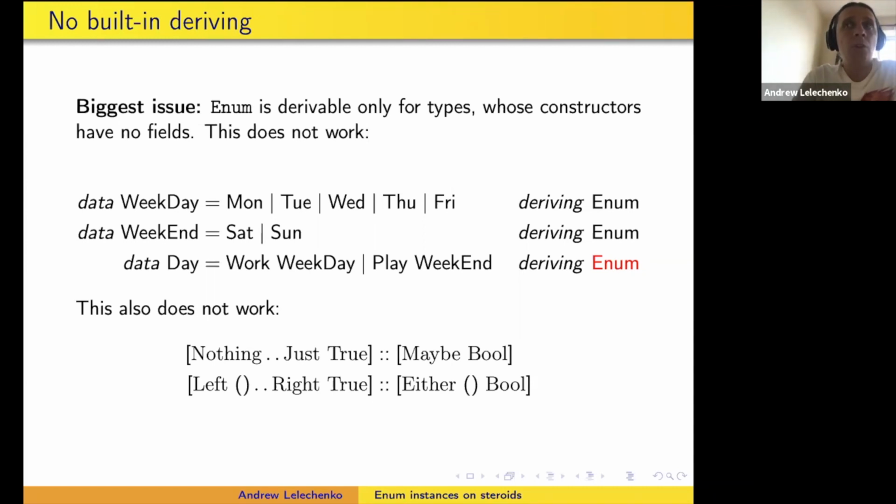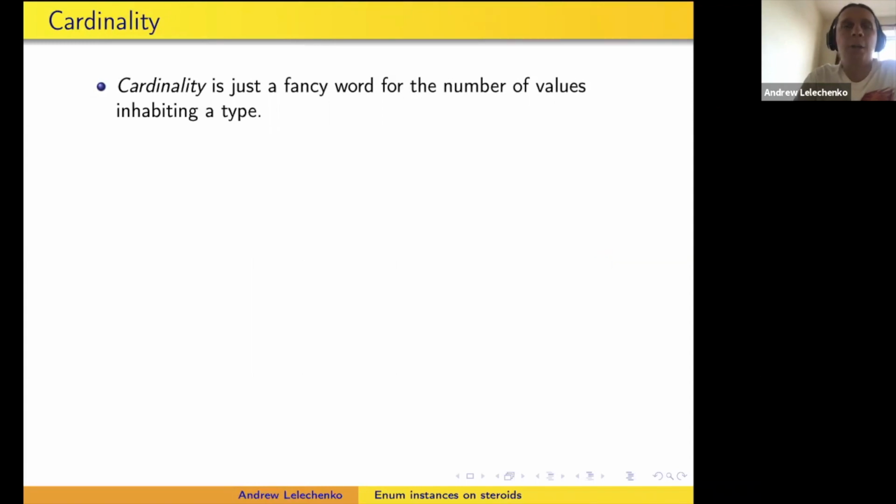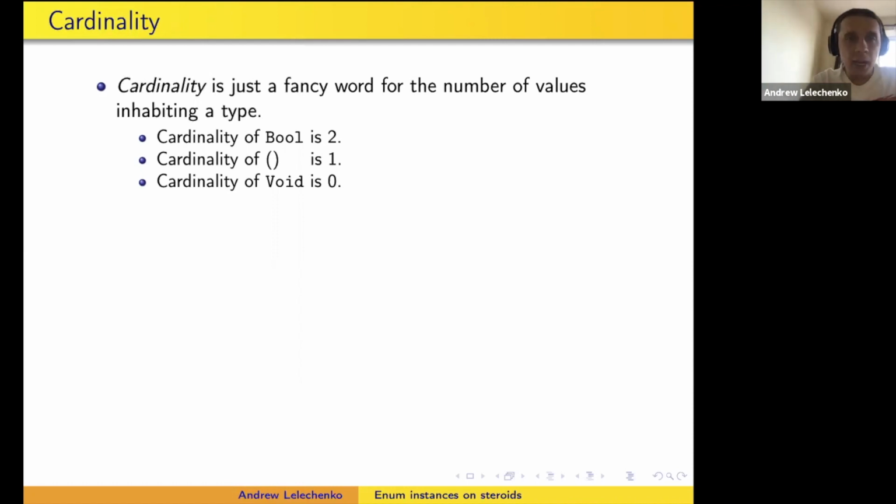So we would like to tackle these issues, and basically both of them are about cardinality of our data. In both cases, we were talking about how many elements inhabit our type, what is the range of fromEnum and toEnum conversions. So there is a technical mathematical term, cardinality, which is just a fancy word for how many values inhabit a type. So for example, cardinality of bool is 2 because there are only true and false. Cardinality of unit type is 1 because there is only one inhabitant. And there is also a funny type of void, which has 0 inhabitants at all.